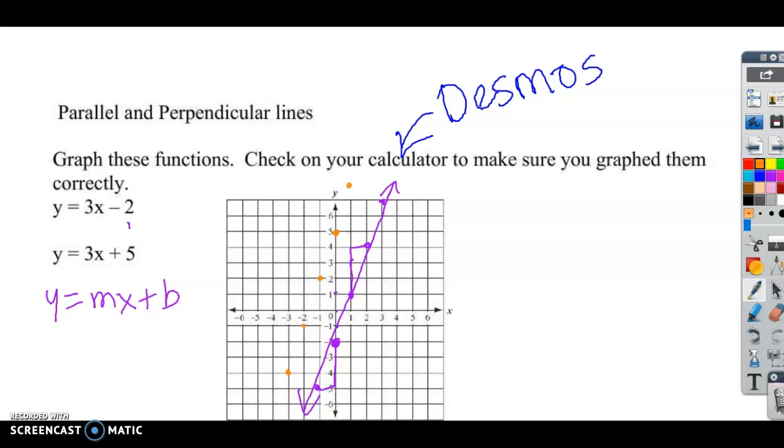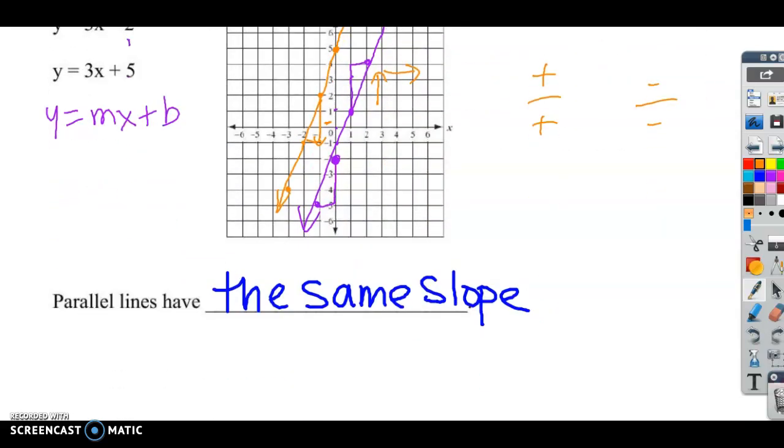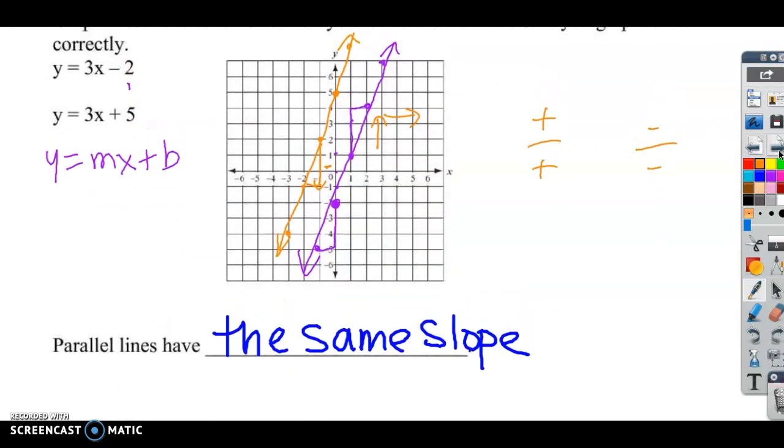Because if you go up or down, right, up is positive and right is positive. If you go down, that's negative, and left is also negative. So if I do slope positive over positive, that's the same sign that I'll get if I do negative over negative. So I can go down and to the left and still have a positive slope. You might want to pause and rewind and listen to that again. But notice the slopes, the steepness is the same. Parallel lines have the same slope.